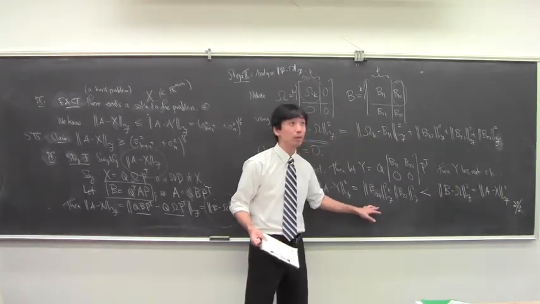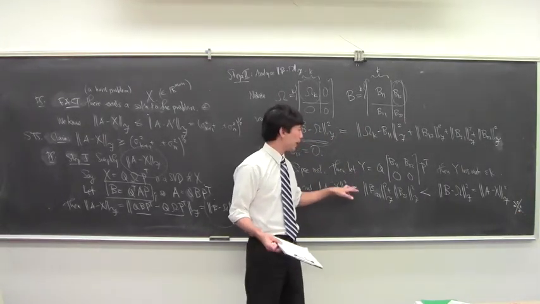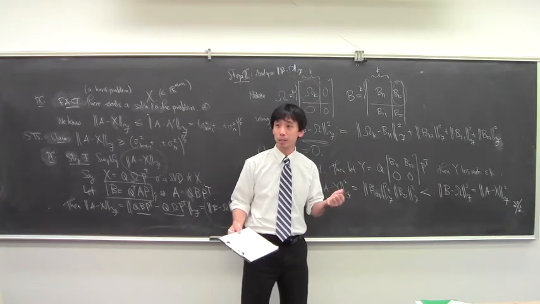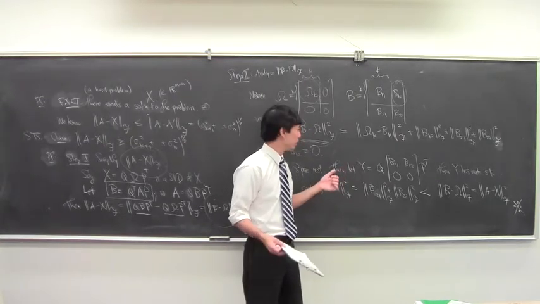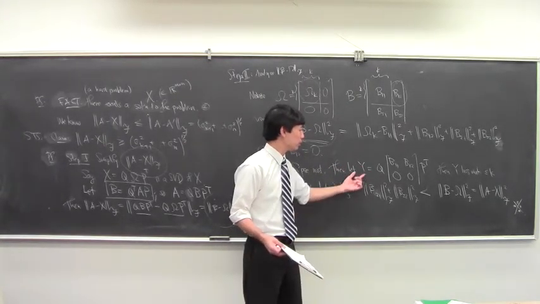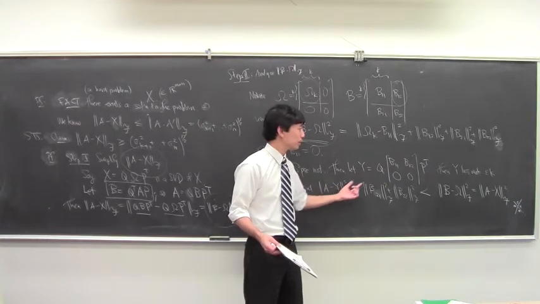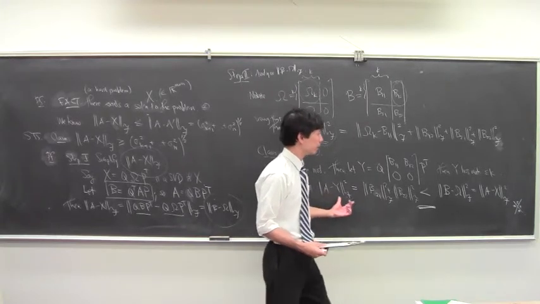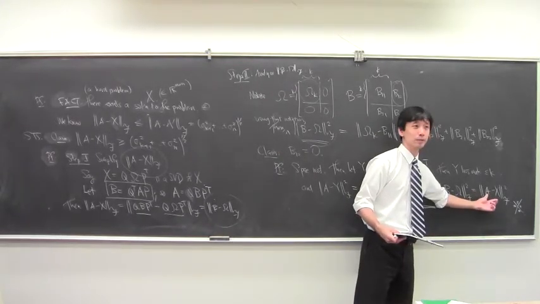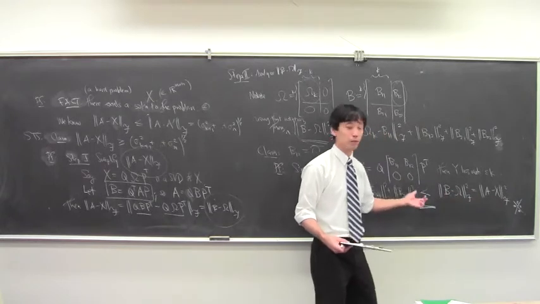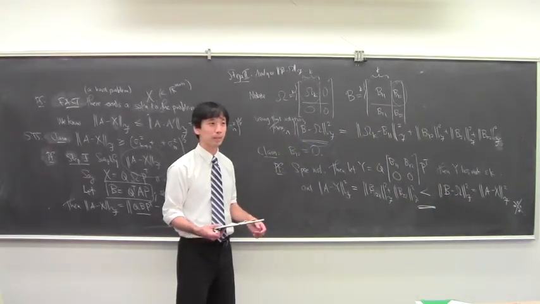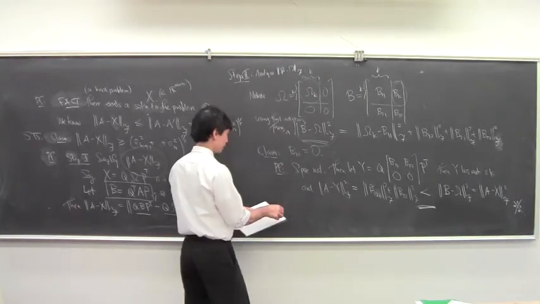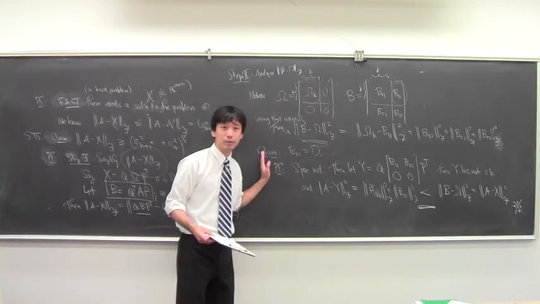That's a contradiction because X was supposed to be the minimal norm. Right? X was supposed to be the one whose distance to A is minimal. But here, we've created something which has rank less than or equal to K, and it's closer. The distance between A and Y is strictly smaller than the distance from A to X. That's not possible, assuming that X is a solution. Is that clear? Anyone confused with that?